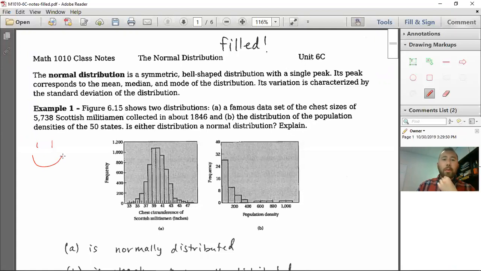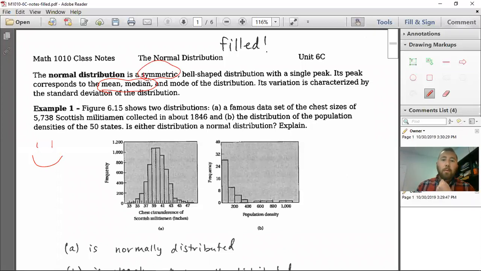It's about the normal distribution, which is defined as a symmetric bell-shaped distribution with one single peak, and that single peak corresponds to the mean, median, and mode of the distribution. Remember, when the mean and median are equal, that's how we defined symmetry of a distribution. So these distributions are symmetric. That's what they tell you right here in the definition.